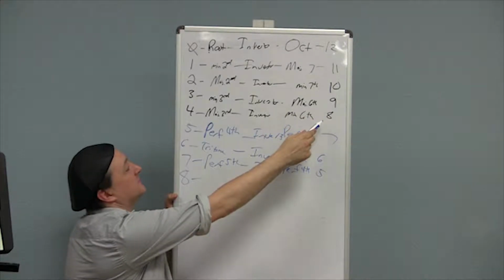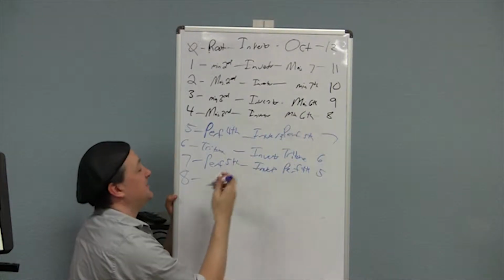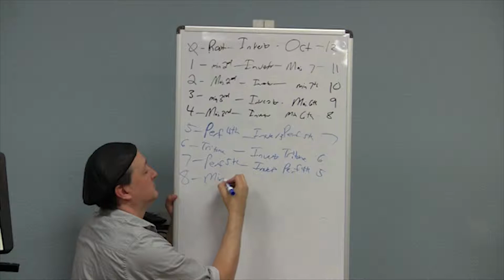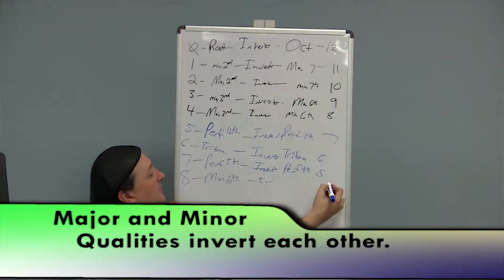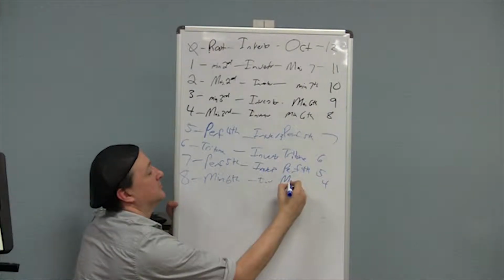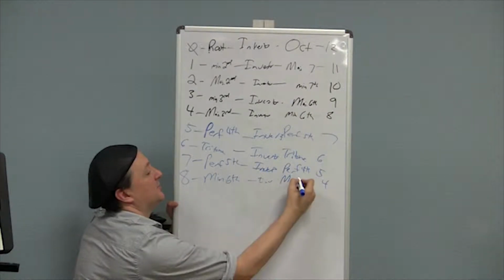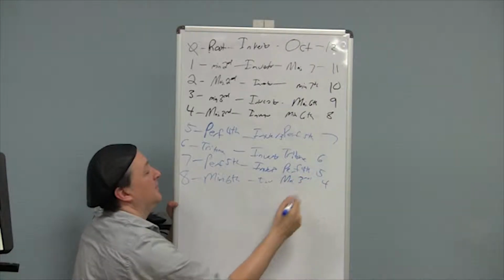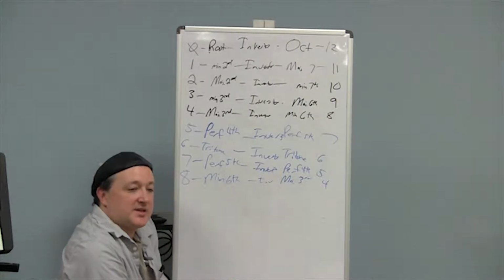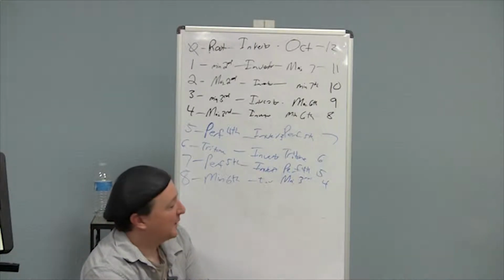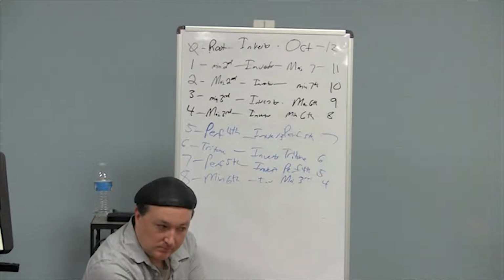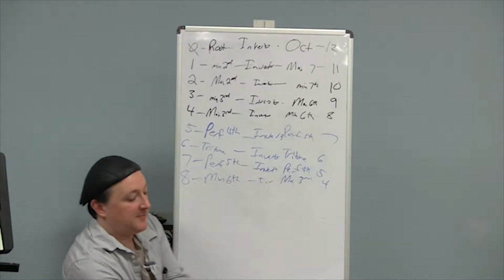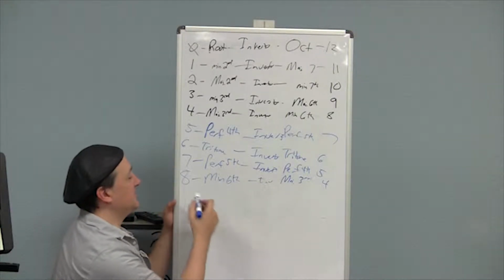Now we'll look up here. Yep, look at that. 8 half steps is a minor 6th. And that inverts to 4 half steps. The minor becomes a major, and the 6th becomes a third. So it's accurate to say if you invert a minor 6th, it becomes a major third. If you invert a major 2nd, it becomes a minor 7th, and so forth.